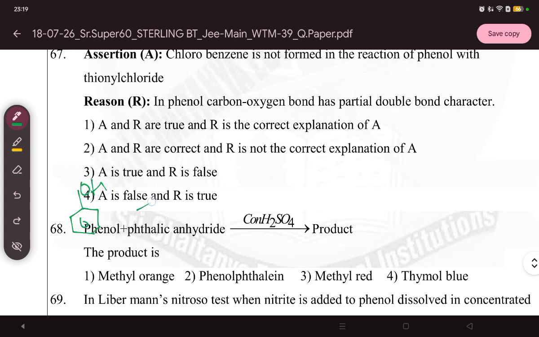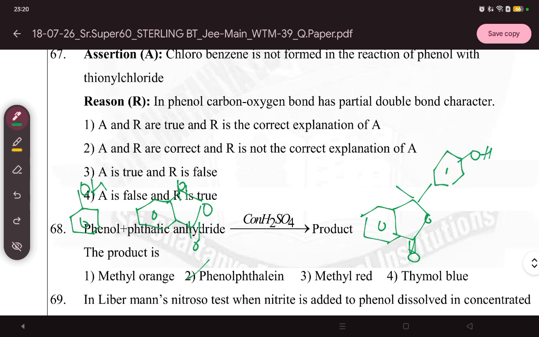when reacted with phthalic anhydride gives the phenolphthalein indicator, and its structure is, to this position the ketone group is substituted, at the para position to the oxygen in the phenolic group. It is the phenolphthalein indicator.